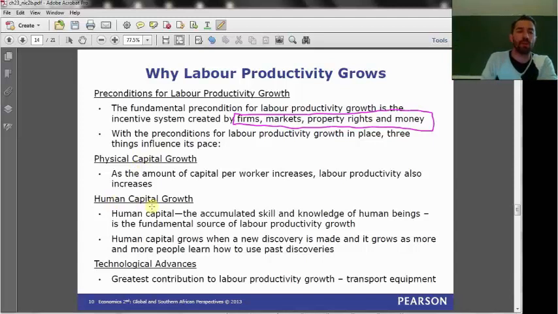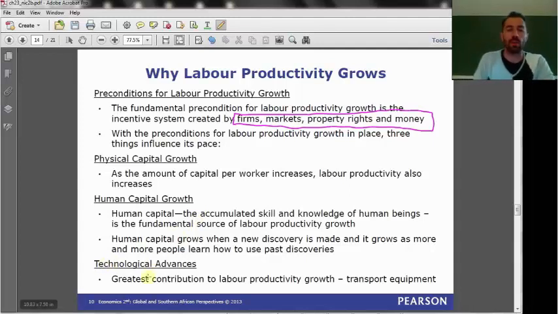We also have something called human capital. In other words, as labor becomes more skilled at what it's doing, it becomes more productive as well. So the accumulated skill and knowledge of human beings is the fundamental source of labor productivity growth when we talk about human capital. Human capital grows when a new discovery is made, and it grows as more and more people learn how to use past discoveries. So as we learn new and better ways of doing things, that feeds into human capital growth. The new and better ways of doing things are what we call technological advances.